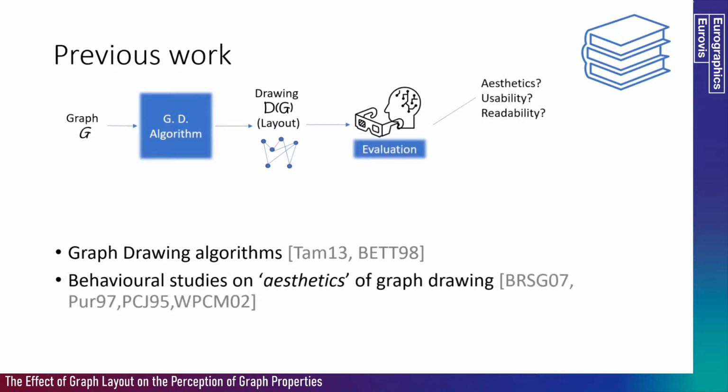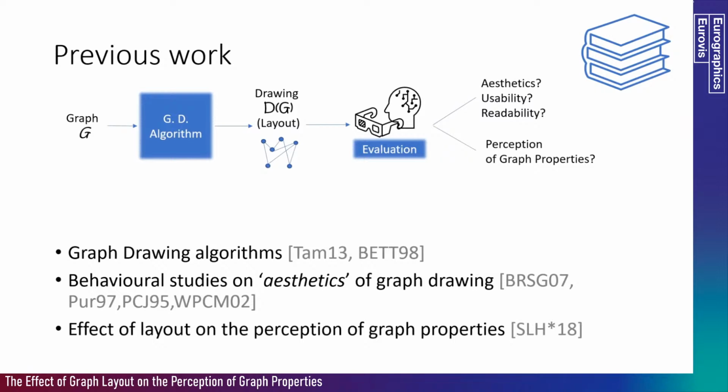Usually, the quality of these algorithms is evaluated based on some visual characteristics of the drawing that are found to affect the human perception of the graph and make the drawings more aesthetically pleasing, more usable, or more readable by humans. Recently, Soni et al. studied how these different layouts affect the user's ability to perceive some properties of the graph.